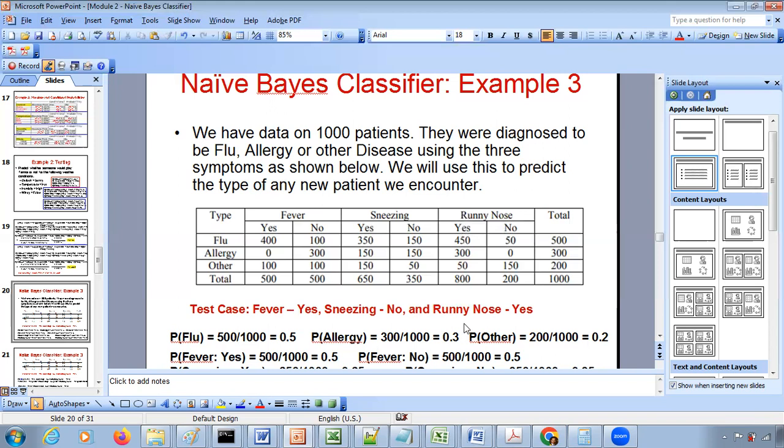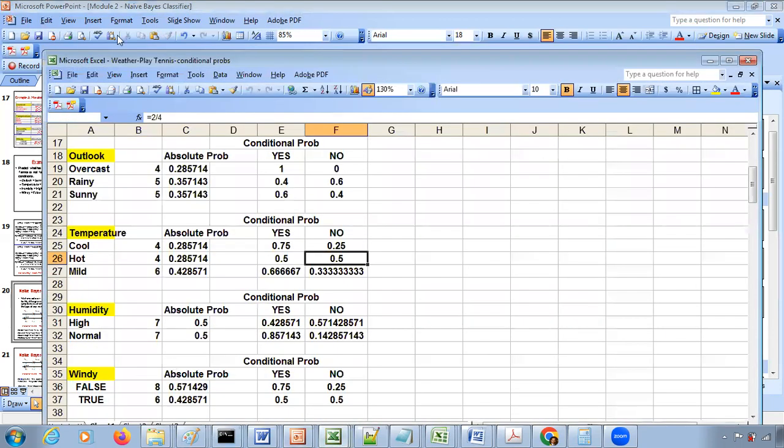Similarly, the sum of these numbers is 800. So out of the 1000 patients, 800 reported runny nose as yes. And the sum of these numbers is 200. So 200 reported runny nose as no. So that's the way to look at this table. And we can now go ahead and build the conditional probabilities and run through a test case. So that's what we're going to do.